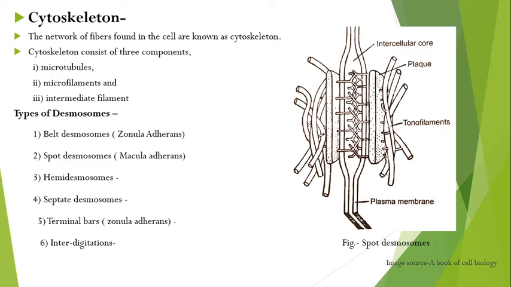Septate means that in this desmosome the two plasma membranes remain separated. The distance is about 150 angstrom to 200 angstrom units, and both remain joined by many transverse parallel septa. The two cell membranes are separated but joined by transverse parallel septa.